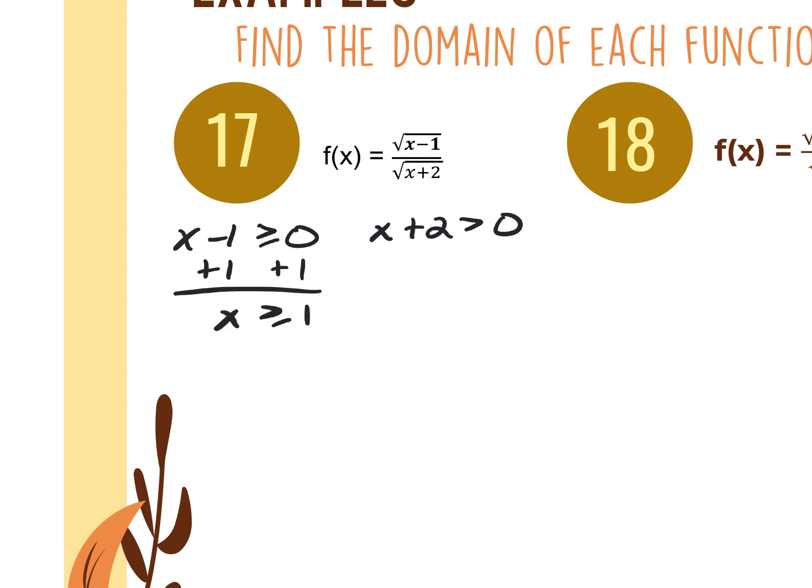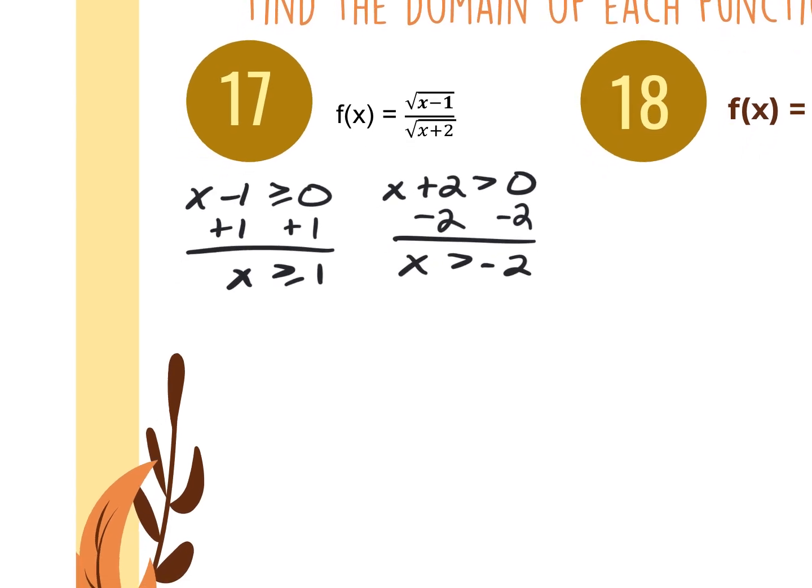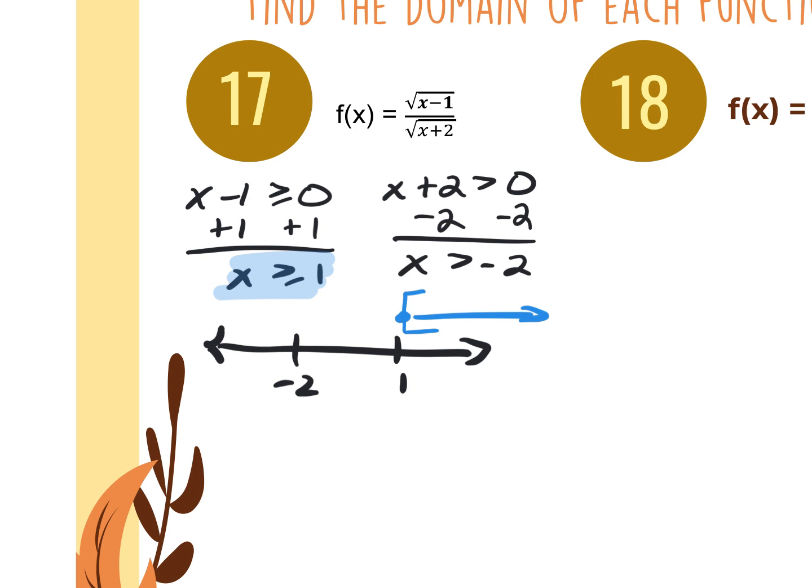X is greater than or equal to 1. Subtract 2. X is greater than negative 2. And now let me go ahead and put both of them on the number line because I'm looking to see where they're both true. So this one I'll do in blue, and I'll put my 2 numbers on my number line, least to greatest. So for the first one in blue, it's going to be either a bracket or a closed circle, however you want to look at it. So it could be a closed circle going this way, or it could be the bracket.